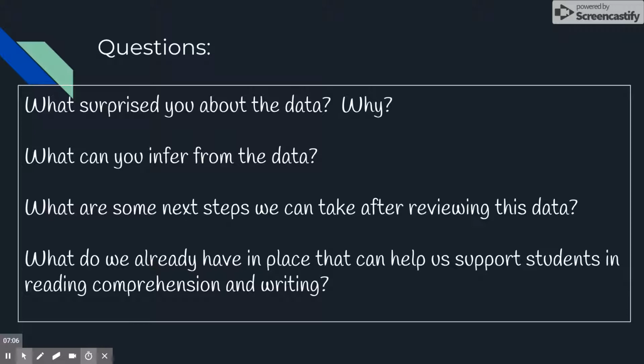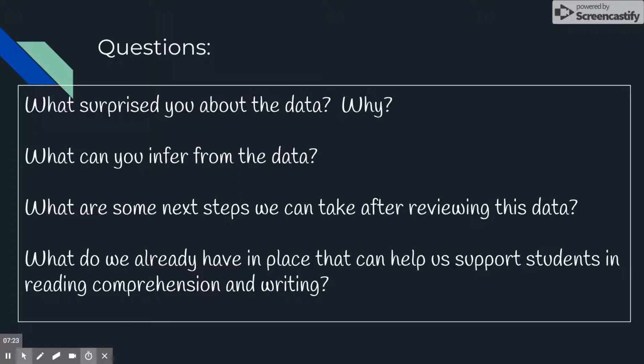So some of the questions I'd like you to consider as you look at this data is, what surprised you the most about the data and why? And what are some of the inferences that we can make? And after that, what are some of the next steps we can take after reviewing this data?